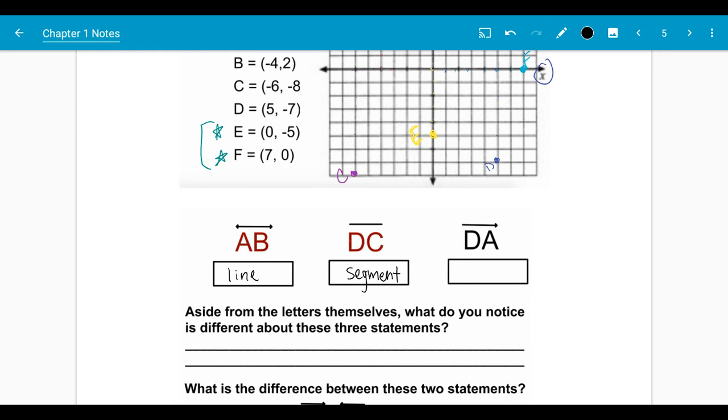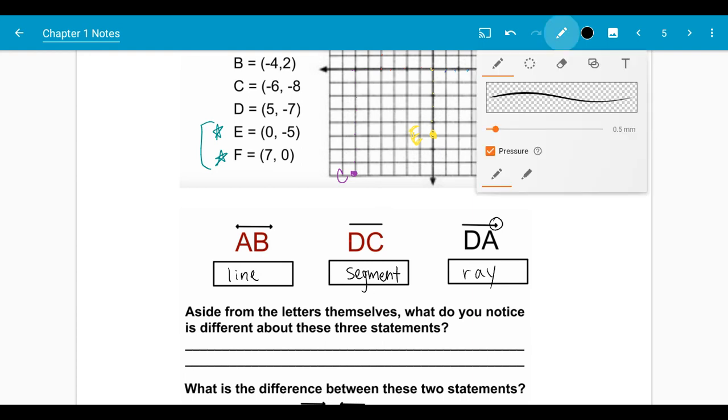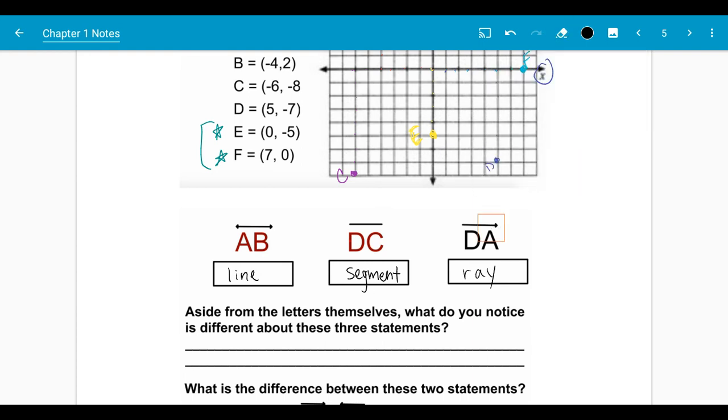And then last, this one has 1 arrow. This is called a ray. So there are lines, segments, and rays, and the only way you can really tell what's going on is to look at the line above the statement.